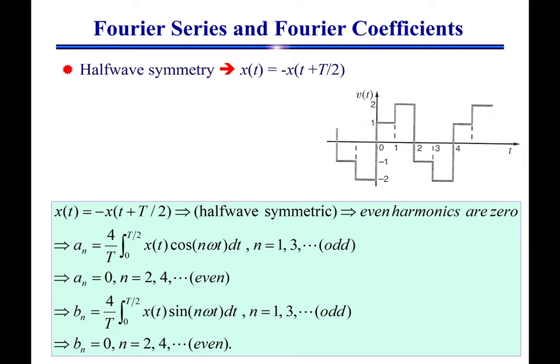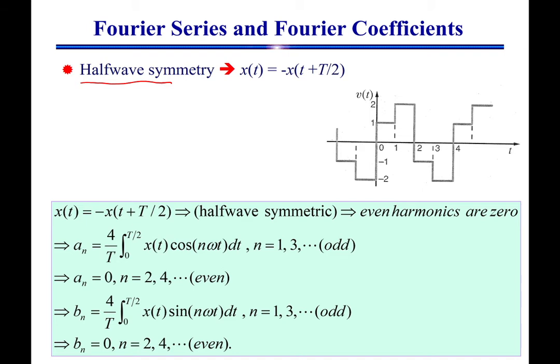Now let us take this kind of waveform. So over here we find that x of t will be equal to minus x of t plus T over 2. So this one again is half wave symmetry. This waveform is half wave symmetry.